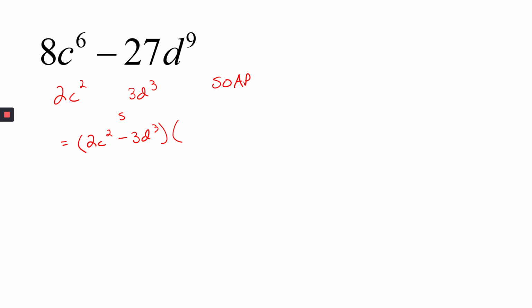Next factor, remember we need to take the first chunk and square it. So 2c squared, squared gives us 4c to the fourth. Opposite sign, so that's going to be a plus. Then we just multiply those two things together, so 6c squared d to the third. Last sign, always positive. So I'm going to take my 3d to the third and square that whole thing and get 9d to the sixth.